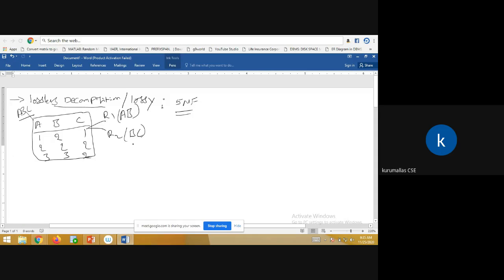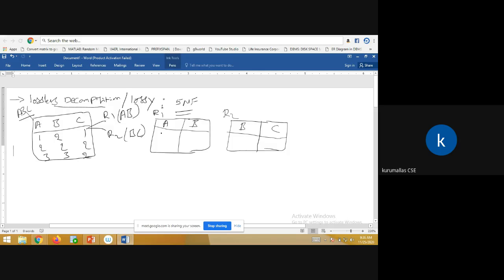So AB and BC. According to this decomposition technique, we have to maintain the common column in both R1 and R2 tables. If you divide into three more tables, you have to maintain a common column across all of them. This is the first table and this is the second table. In the first table R1, the attributes are A, B. In the second table R2, the attributes are B, C. Which one is common? B is common, right?